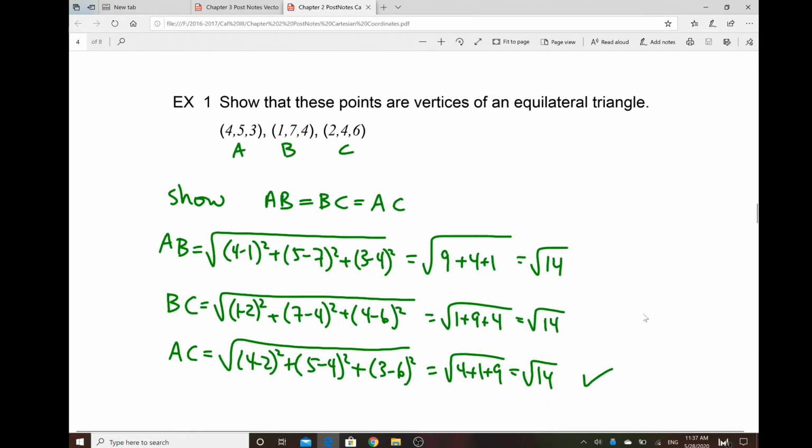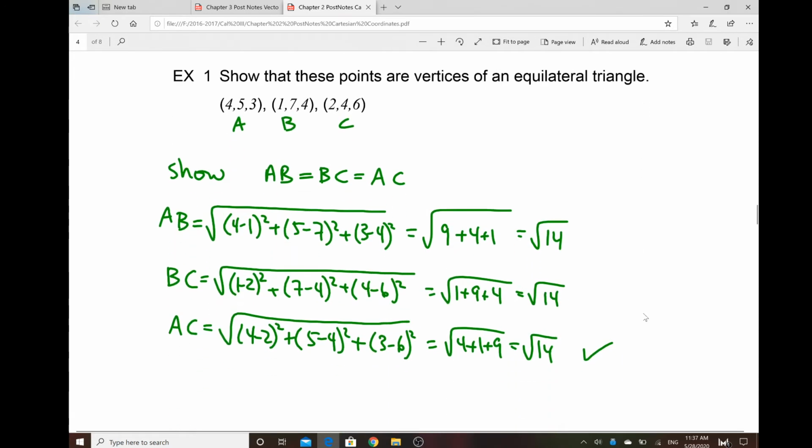So now let's do some examples. Show that these points are vertices of an equilateral triangle. You just plot the points, and once you connect them, it's going to be an equilateral triangle. It's a plane in the 3D space, and we'll talk about the graphing later. You want to show that AB is the same as BC, is the same as AC. So we're using the distance formula in 3D space.